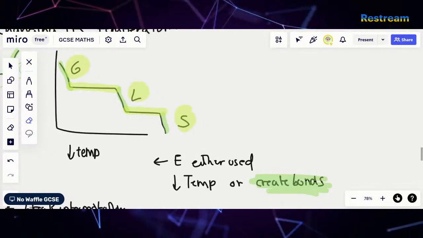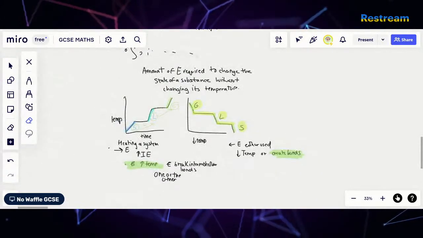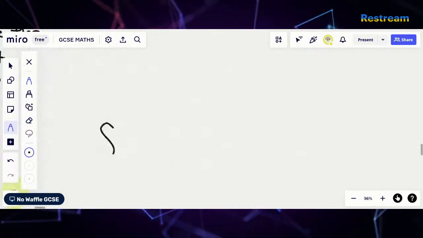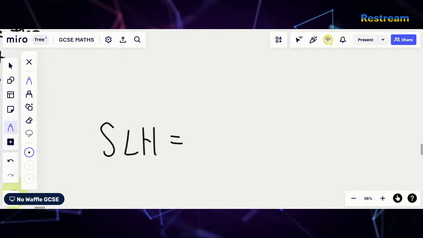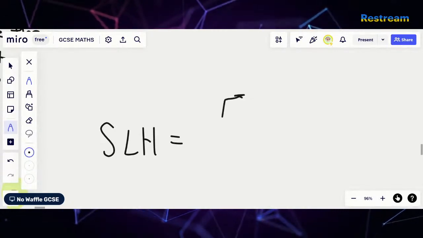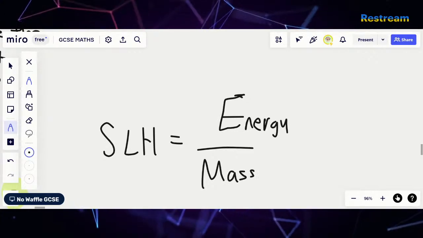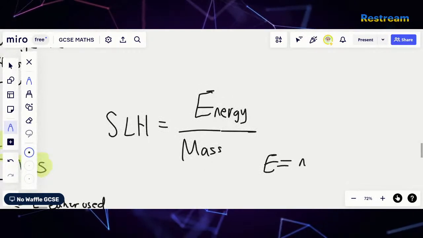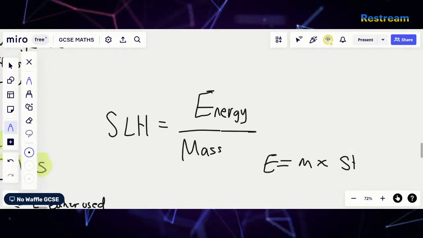Oh, well, sorry. You are going to be given the equation for specific latent heat in the exam. However, it's always good to be familiar with it. So the equation for specific latent heat is energy divided by mass. Sorry, I just had to convert it in my head. So that just means that energy is equal to mass times specific latent heat.